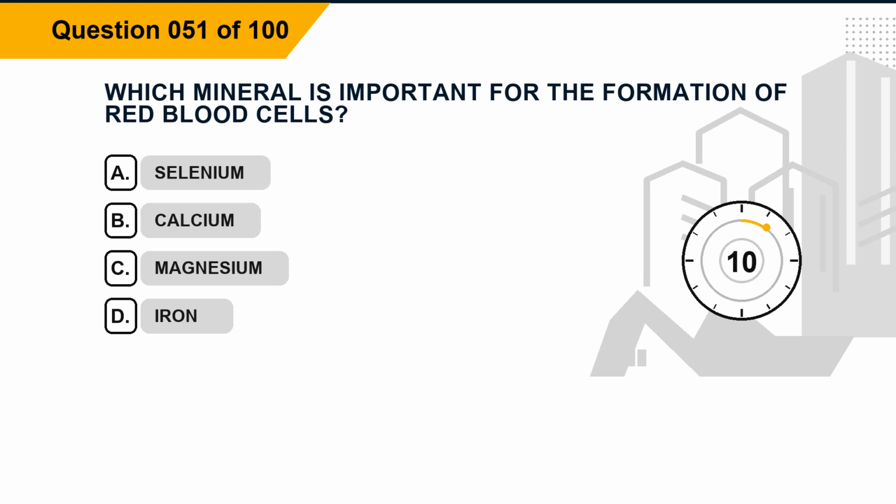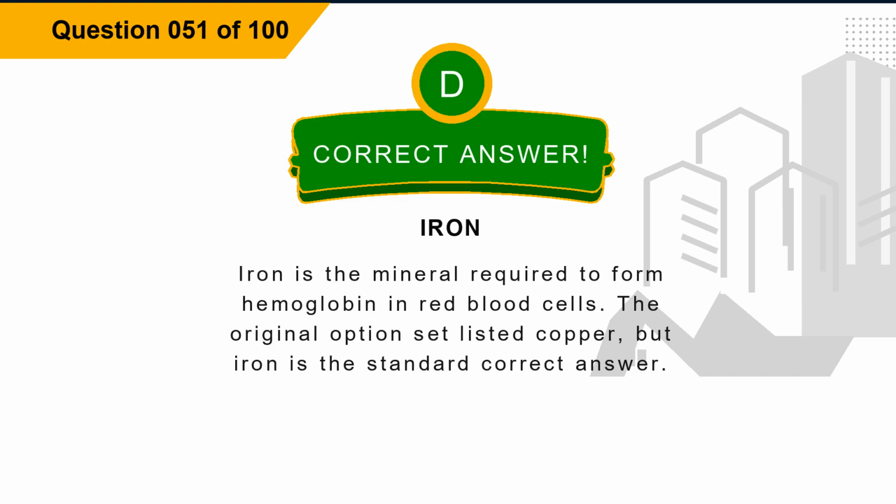Question 51. Which mineral is important for the formation of red blood cells? Option A, selenium. Option B, calcium. Option C, magnesium. Option D, iron. The correct answer is option D, iron. Explanation. Iron is the mineral required to form hemoglobin in red blood cells. The original option set listed copper, but iron is the standard correct answer.